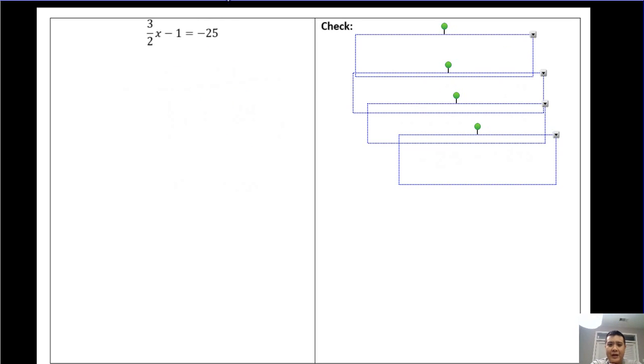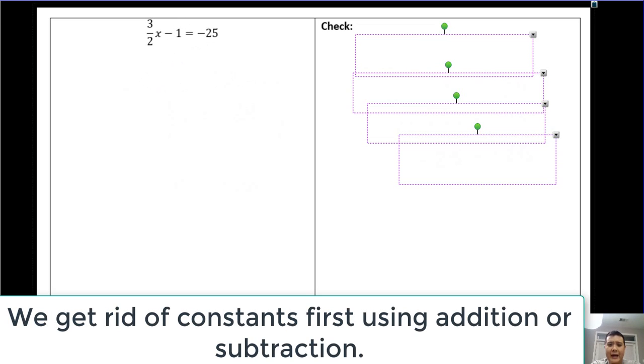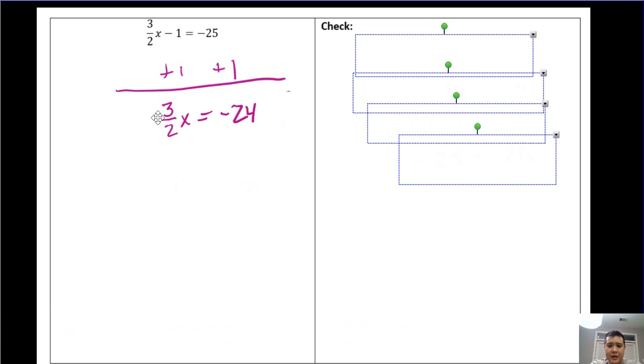Here we have fractions now. And again, we're going to first get rid of our constant, which is this minus 1. We're going to do that by adding 1 to both sides. When we do that, what we get is 3 over 2x equals negative 24, because negative 25 plus 1 is negative 24.